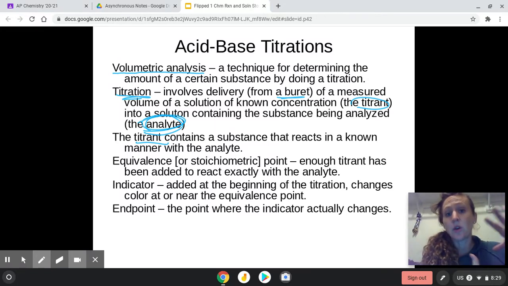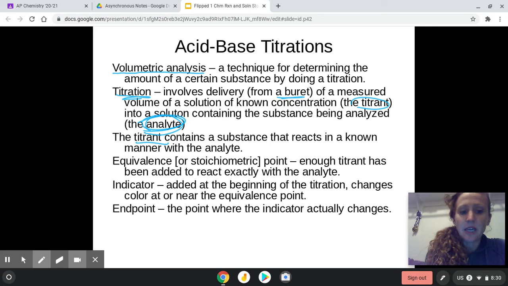The analyte is the thing you don't know about. Usually you know the volume, because if we're going to go test a river, you're going to measure out a specific amount of the river into your beaker, but you don't know the concentration of the thing you're studying. So the analyte is the thing that has the unknown concentration.